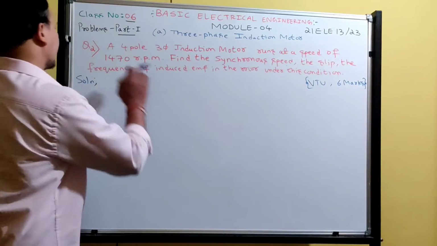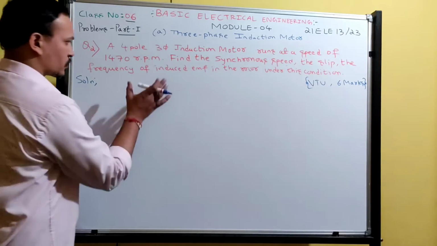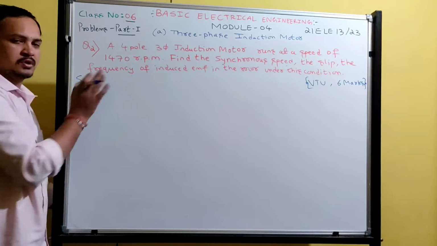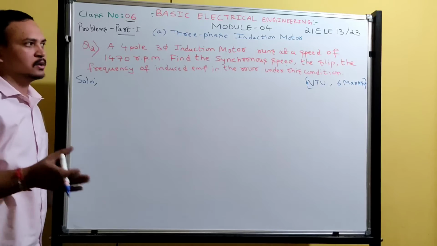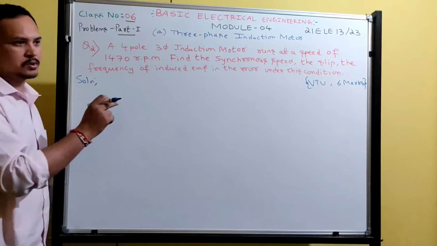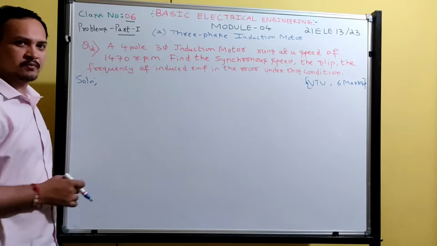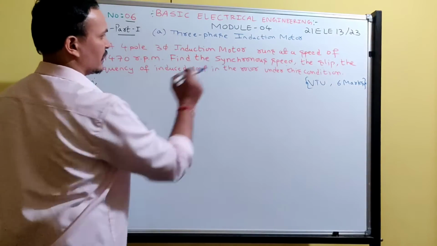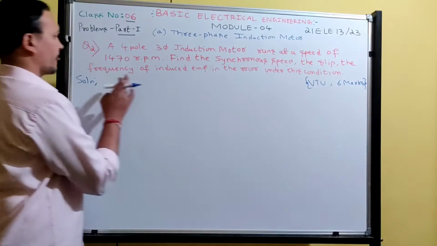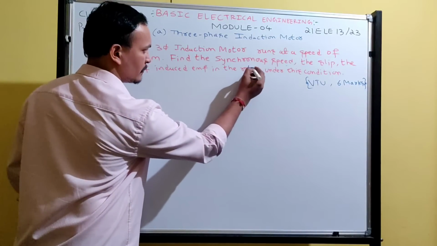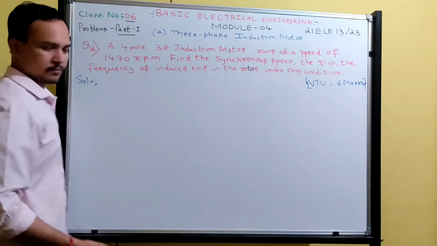Okay friends, now we can solve question number 2. See, this question number 2 is 95% the same as question number 1. In the previous question also they asked for 4 poles and they gave speed 1440 RPM. Now they give 1470 and they are asking to find synchronous speed, slip and frequency of induced EMF in the rotor, under this condition.